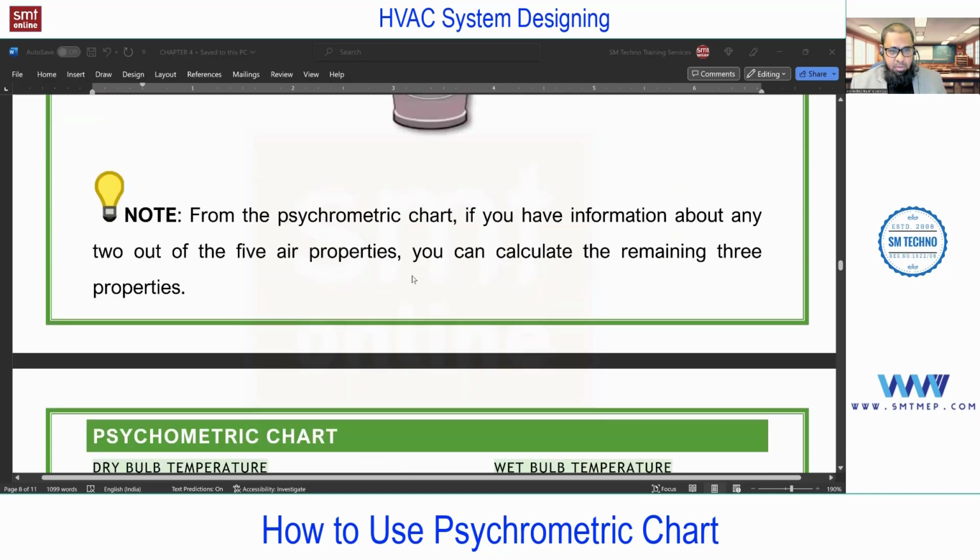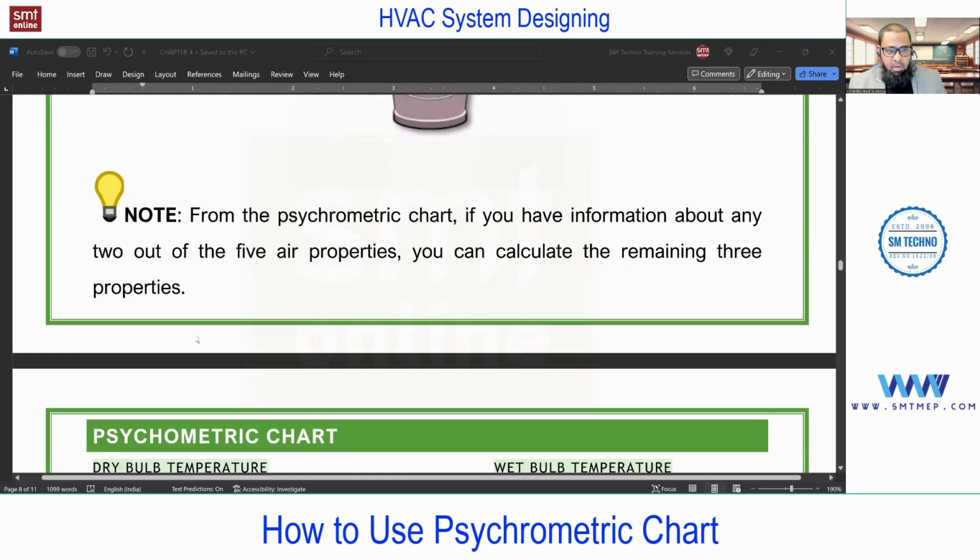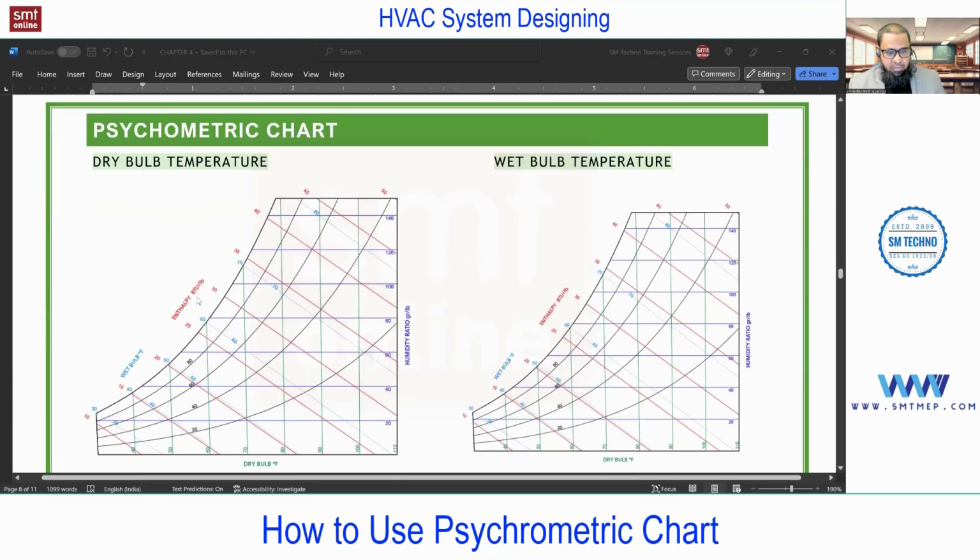Before that, this note, as I gave at the beginning: for the psychrometric chart, if you have information about any 2 out of the 5 air properties, say dry bulb and wet bulb, or dry bulb and RH, you can calculate the remaining 3 properties using the psychrometric chart. This is the condition to use a psychrometric chart. In order to use it, you must know what line represents what property. For that I have given this information here.